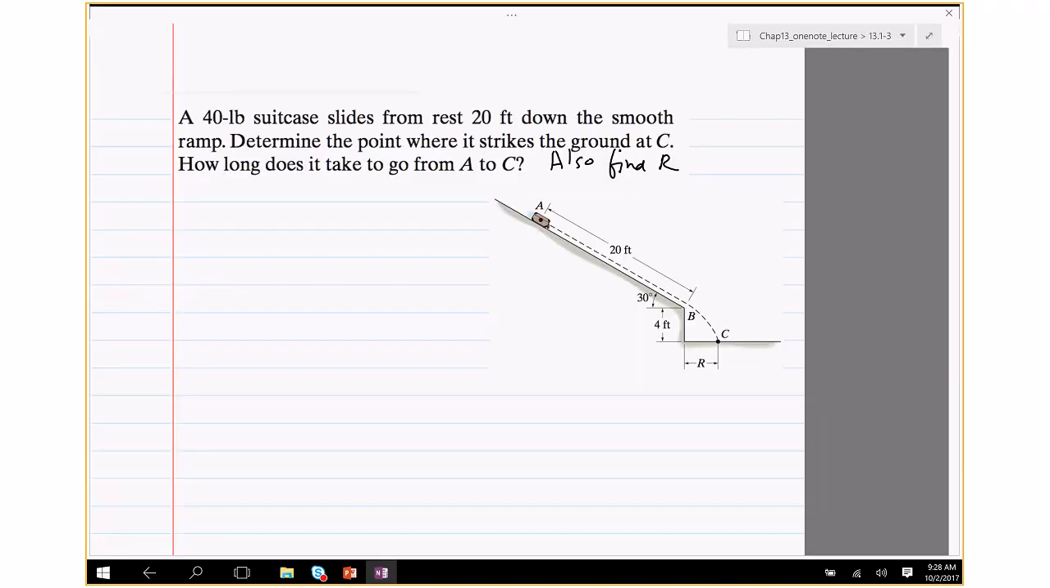A slides from rest 20 feet down a smooth ramp. Okay, the key thing here is it's a smooth ramp, which means that there's no friction. Determine the point where it strikes the ground at C. Okay, you've got to find the point where it strikes. And how long does it take to go from A to C? Don't think I need this. Okay, I need to find the time from here to here, and I need to find R.